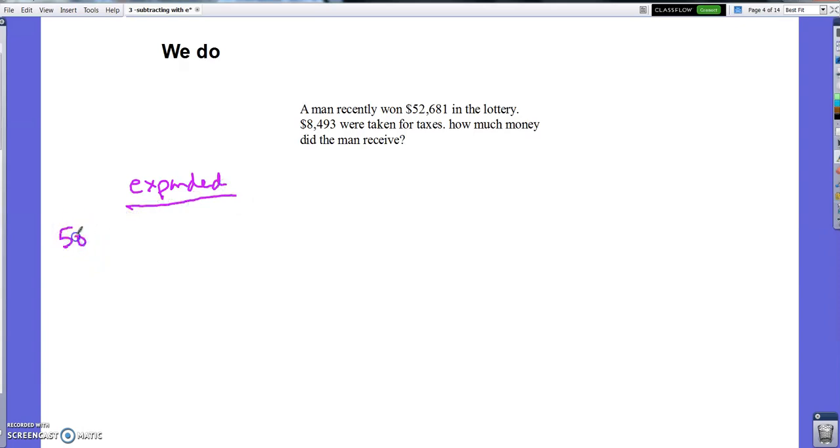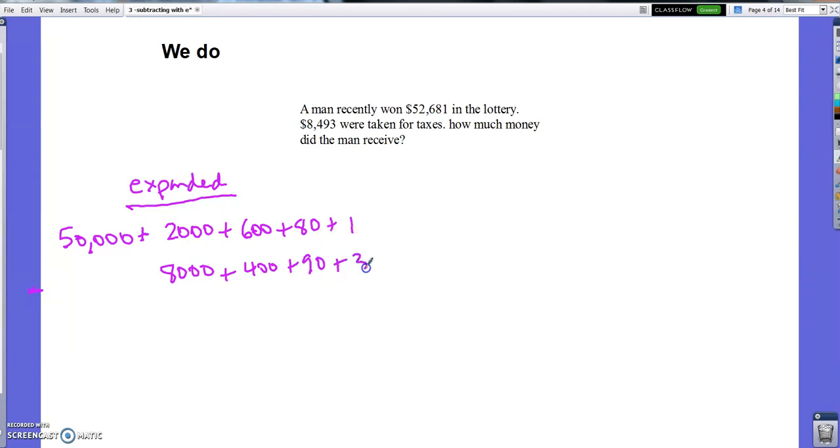So he won 50,000 plus 2,000 plus 600 plus 80 plus $1. And they took from him for taxes 8,000. Remember, I'm going to line that up with my thousands. Plus 400s plus 9 tens plus 3. Oh, I picked one that's going to have a lot of regrouping just so we can get the hang of that. And here we go. So let's see how much money the guy actually won from his $52,000 in the lottery.